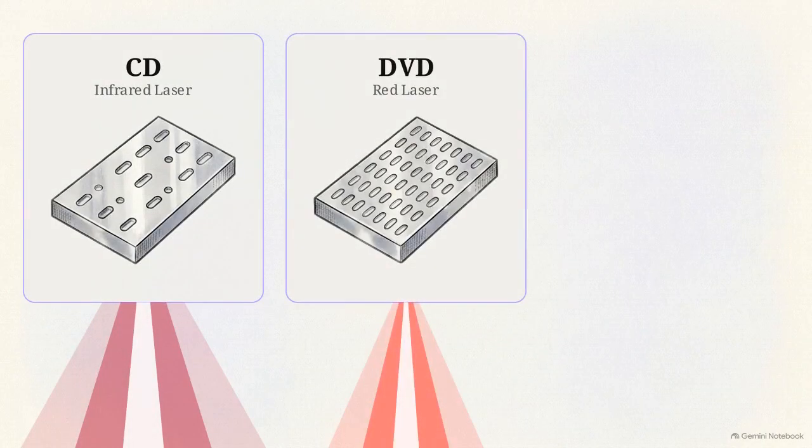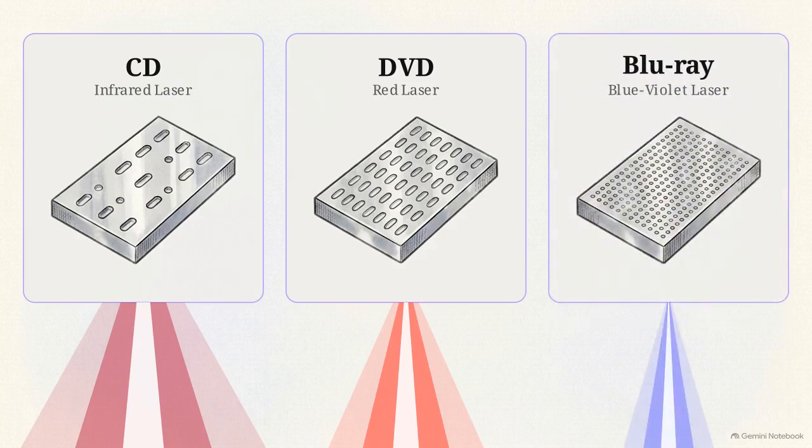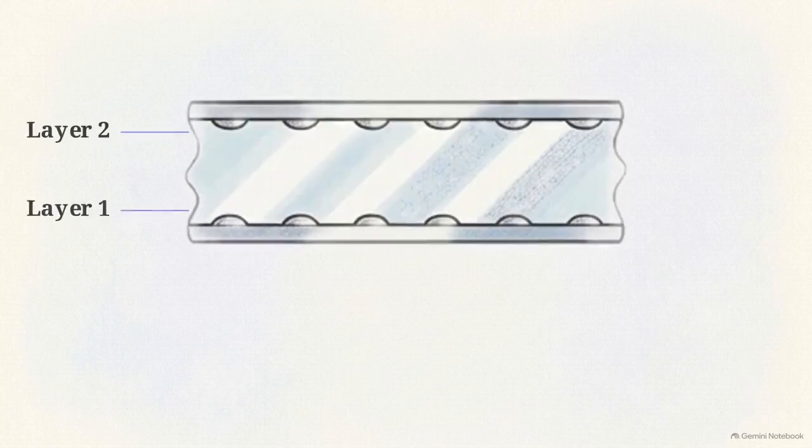Here we see the first major shift. To build the DVD, engineers switched to a shorter wavelength red laser. Its tighter beam allowed them to shrink the data features and move the tracks closer together. Blu Ray represents the current limit of this approach. By moving to a blue-violet laser with an even shorter wavelength, the beam becomes razor-thin, allowing the pits to be shrunk to their smallest physical size yet.